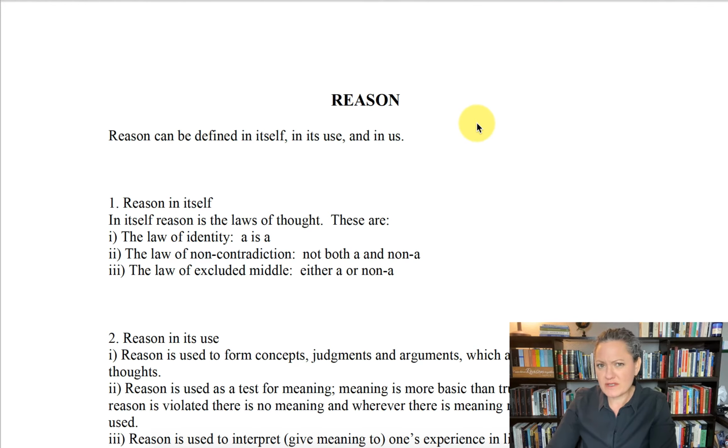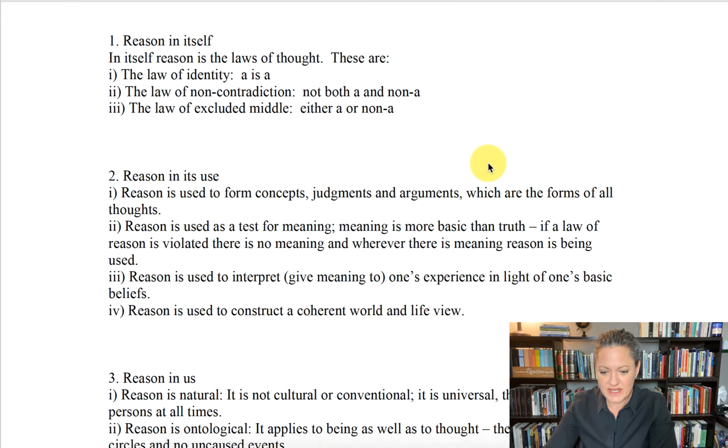So there are three parts to this handout, and I will probably break it into 3 different short videos just for the sake of not overloading you. So we'll talk about reason defined in itself. What is it? In its use, what do we do with it? And in us. So you can anticipate 3 core questions coming from this handout. What is reason in itself? What is reason in its use? And what is reason in us? And explain each of those. So heads up, those are exam questions. Take notes.